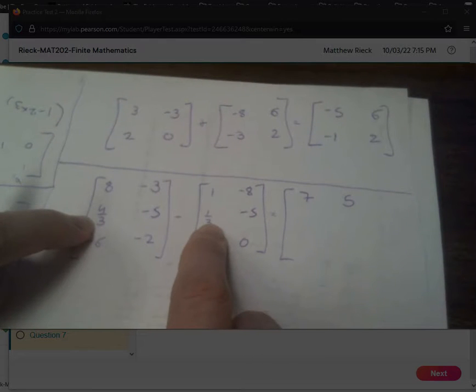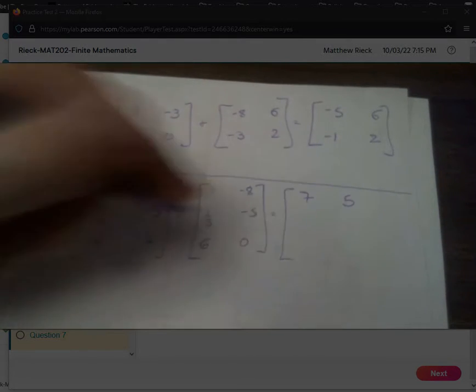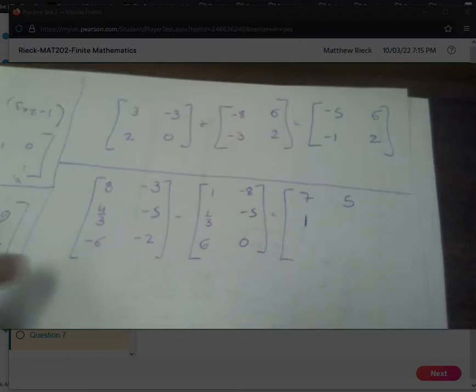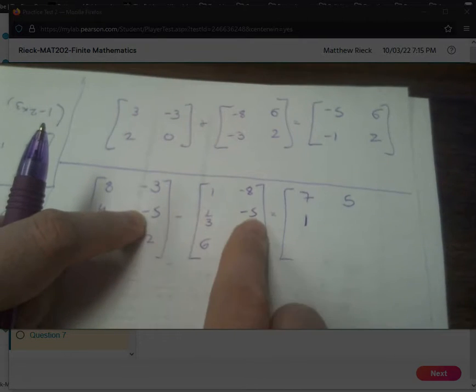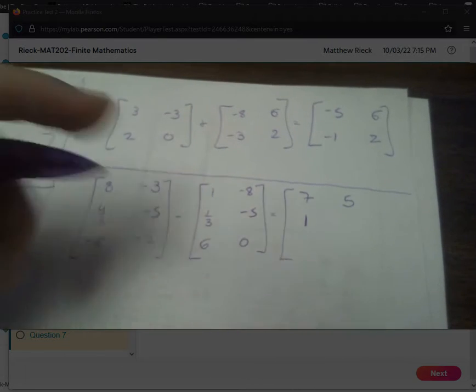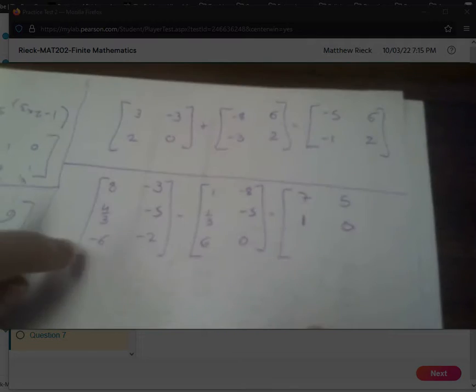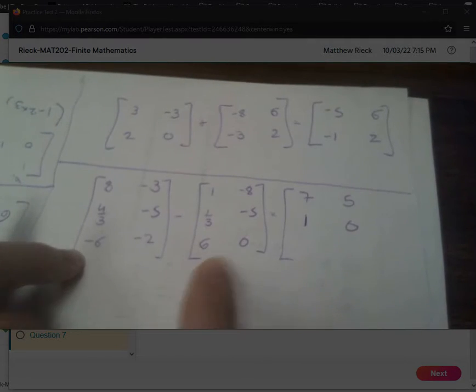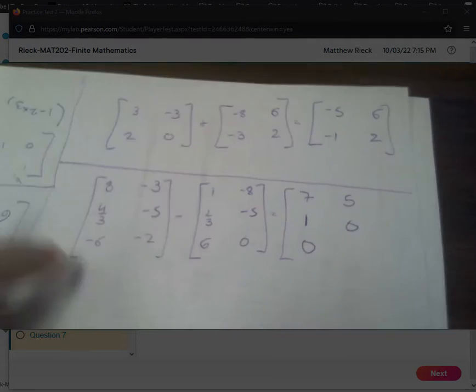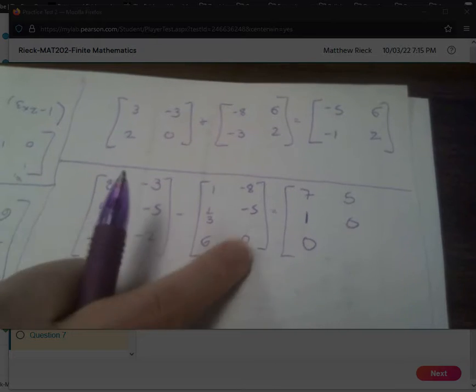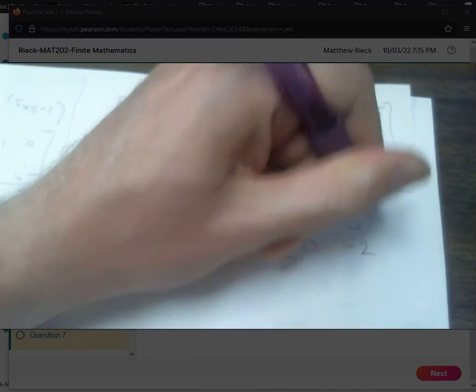4 thirds minus 1 third is going to be 3 thirds, which is going to be 1. Negative 5 minus a negative 5 is negative 5 plus 5, so that's going to be 0. Negative 6 minus 6 is also going to end up being 0. And then we have negative 2 minus 0, which is going to be negative 2.